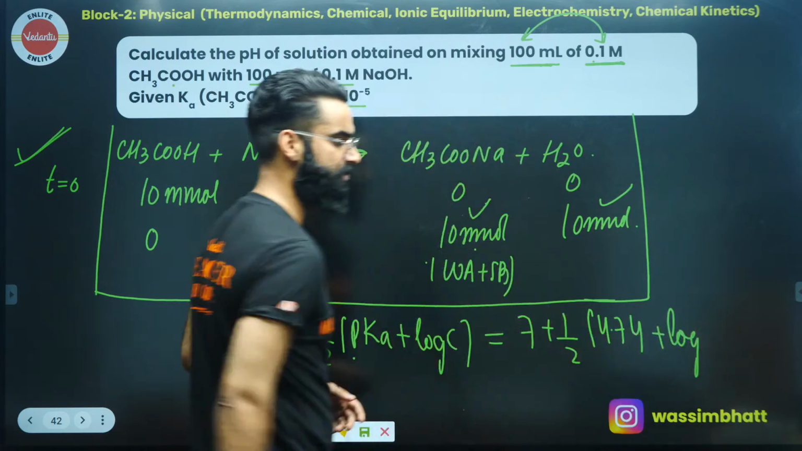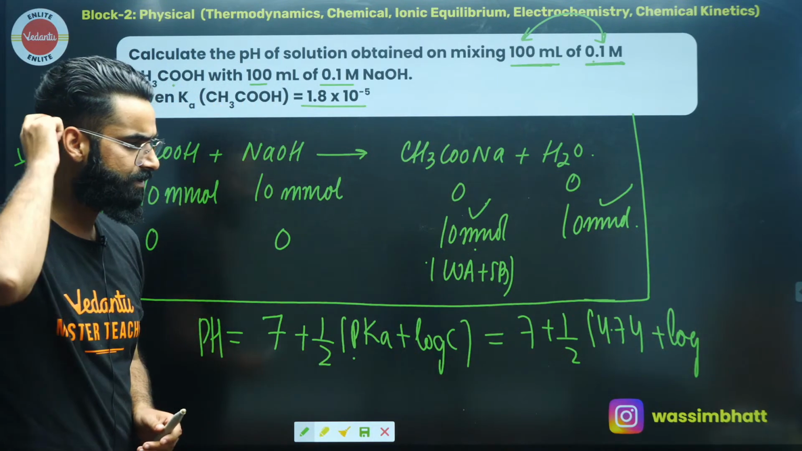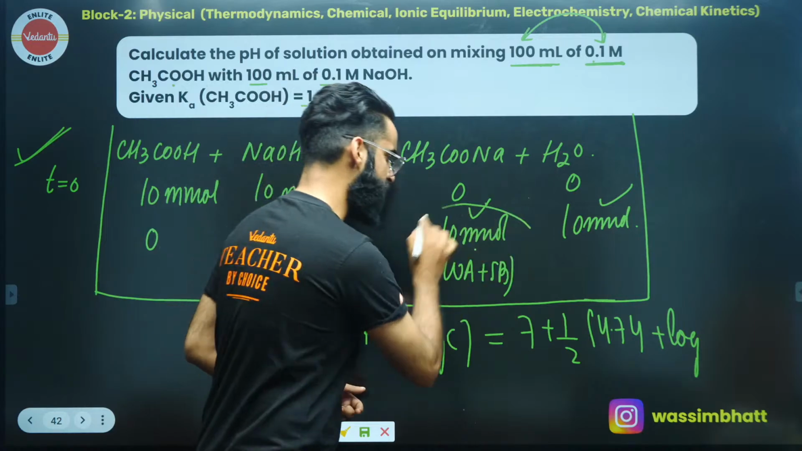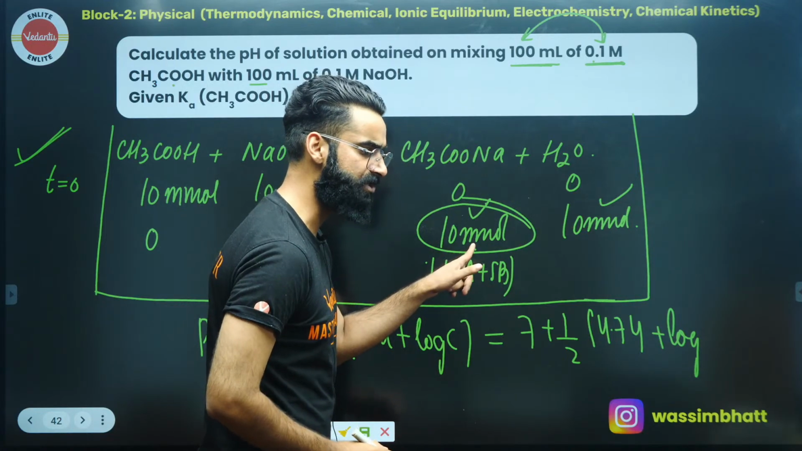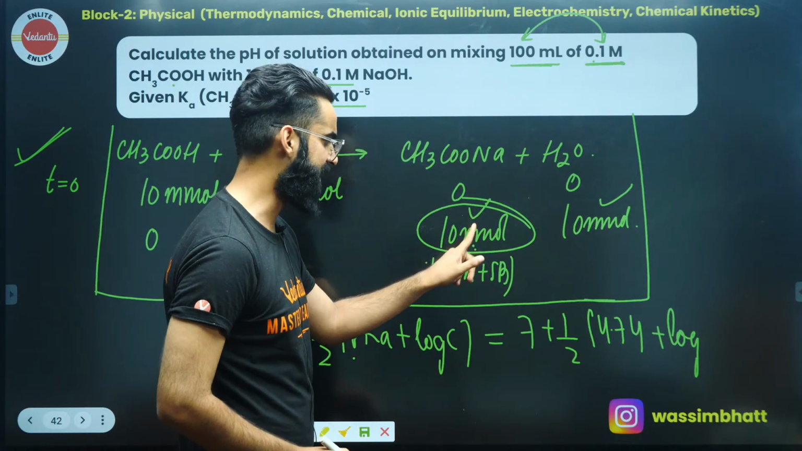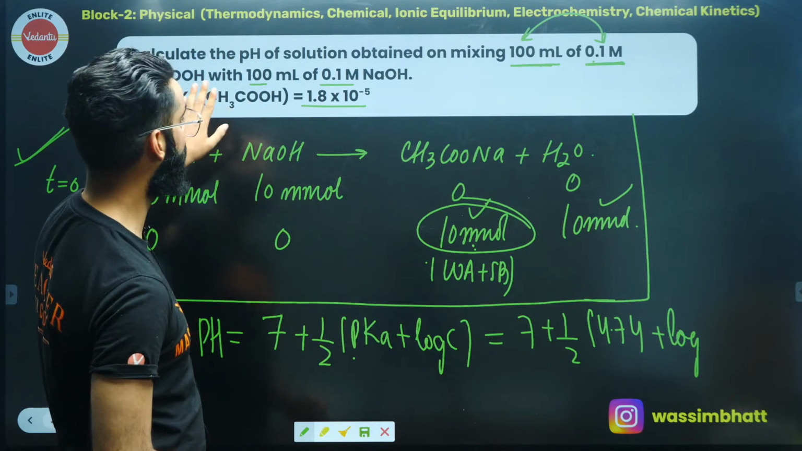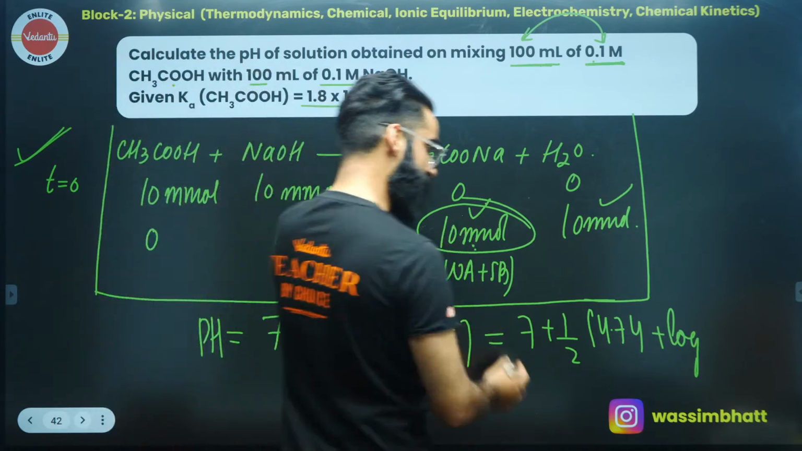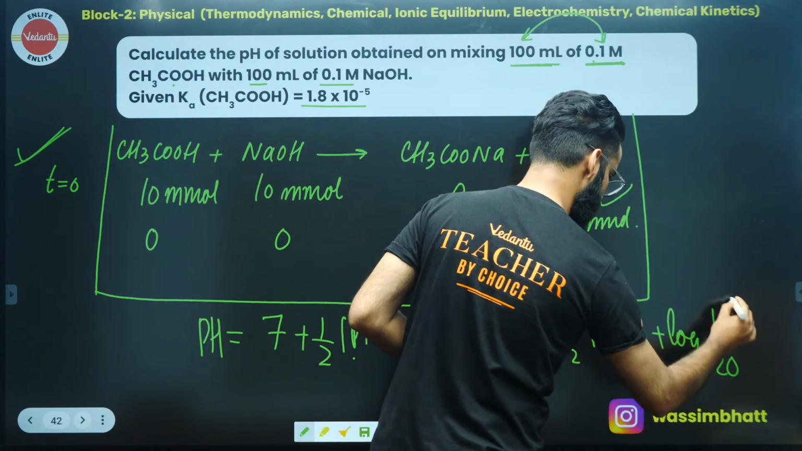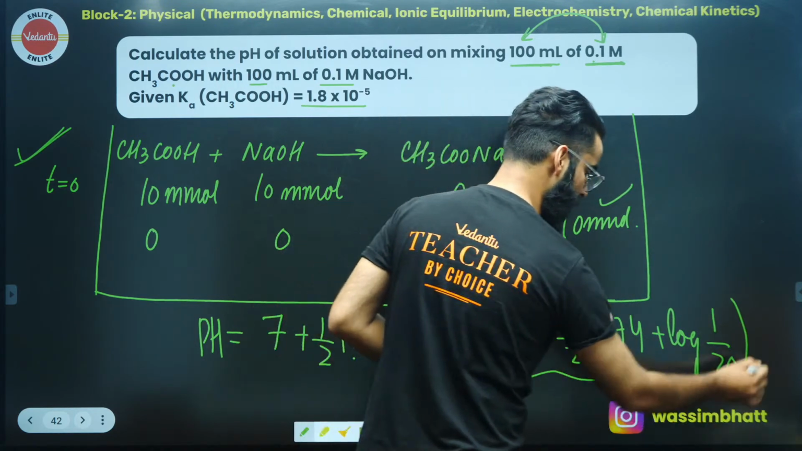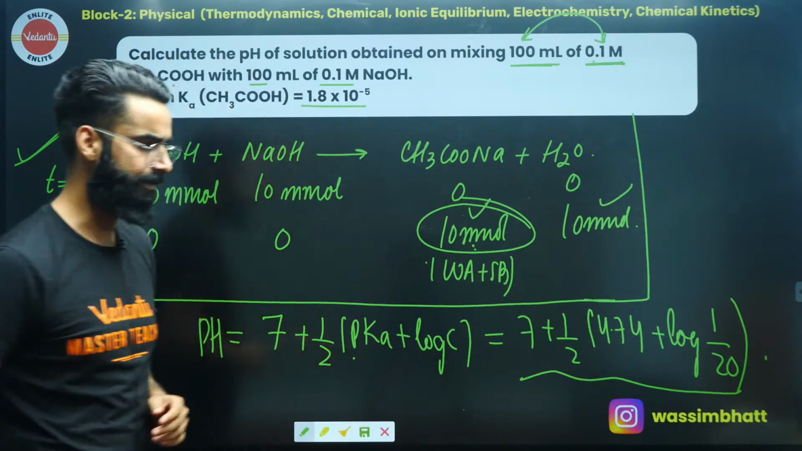C is the concentration of salt. Do we know the concentration of salt yet? No, we just know the millimoles of salt. Just divide the millimoles of the salt by the total volume. Total volume is 100 plus 100, 200, right? So 10 by 200 comes out to be 1 by 20. So this is the concentration of salt. You just need to solve this equation and you'll get the pH of the resulting solution.